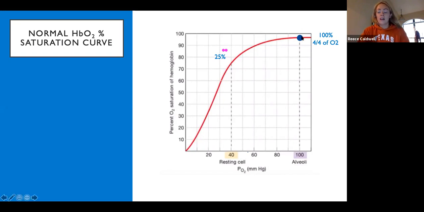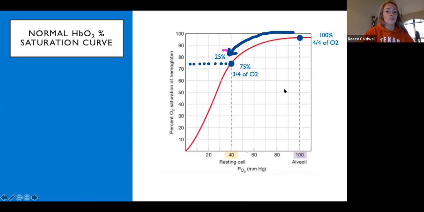We need to deliver that oxygen via the blood, more specifically via the hemoglobin, to the tissues of the body. So we move through the blood, and once we reach the tissues, about 75% of that hemoglobin is saturated. So about 3 of the 4 spots are still filled, but we dropped off about 25% of the oxygen to the tissues when we move from the lungs to the resting cells.